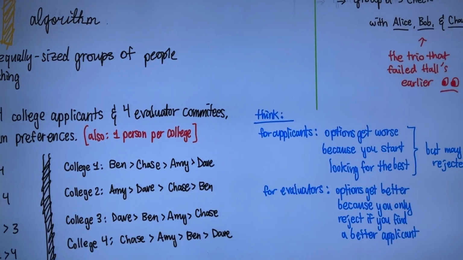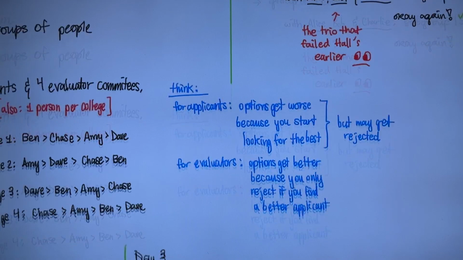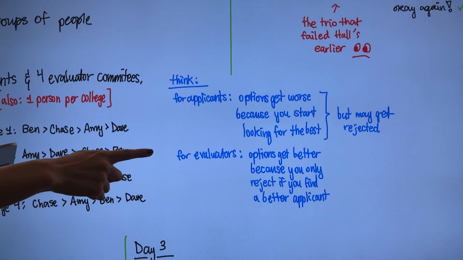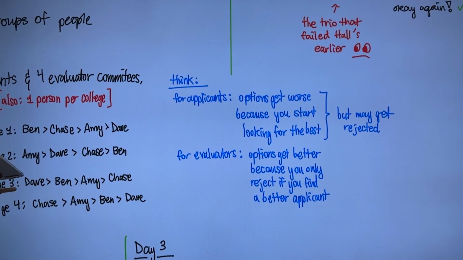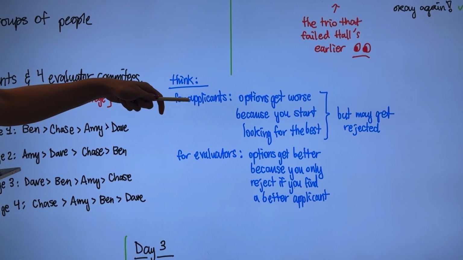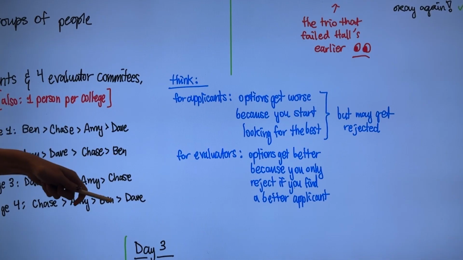So I want you to think about this. If you're a college applicant, what are you going to do? You're probably going to start looking for the best. You're going to apply and go to your top pick of college, right? And if you get rejected from that college, you're going to go down your list maybe to the second best college on your list, right? So your options as an applicant are going to get progressively worse because you might get rejected from the one you really wanted to go to, and then you have to just keep going down the list depending on who doesn't reject you.